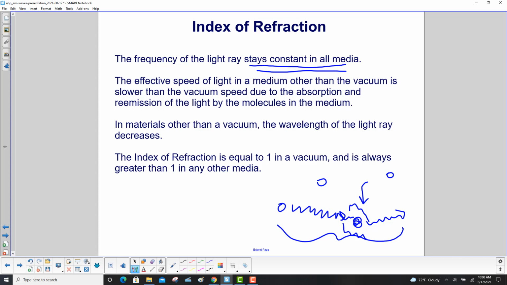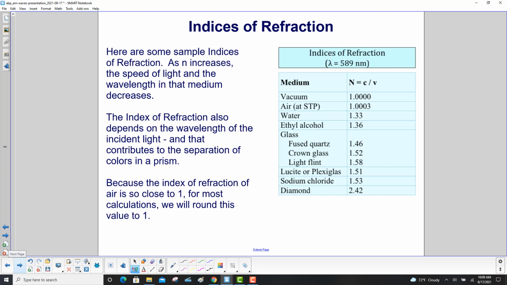In materials other than a vacuum, the wavelength of the light ray decreases. The index of refraction is equal to 1 in a vacuum and is always greater than 1 in any other media. Here are some sample indices of refraction. As n increases, the speed of light and the wavelength of that light in the medium decreases. The index of refraction also depends on the wavelength of the incident light, and that contributes to the separation of colors in a prism, and we'll talk about that later. Because the index of refraction of air is so close to 1, for most calculations, we'll round that number to 1.